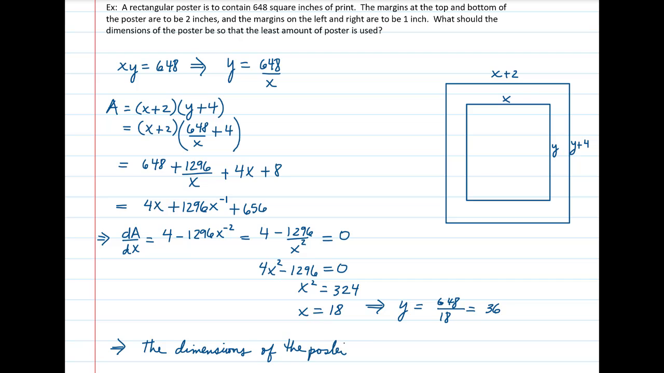Therefore, the dimensions of the poster are going to be, now remember the poster was x plus 2 by y plus 4. So x is 18, I add 2, so that gives me 20 inches by y plus 4. Y was 36, plus 4 is 40 inches. It's 20 by 40. Here we have one more example.